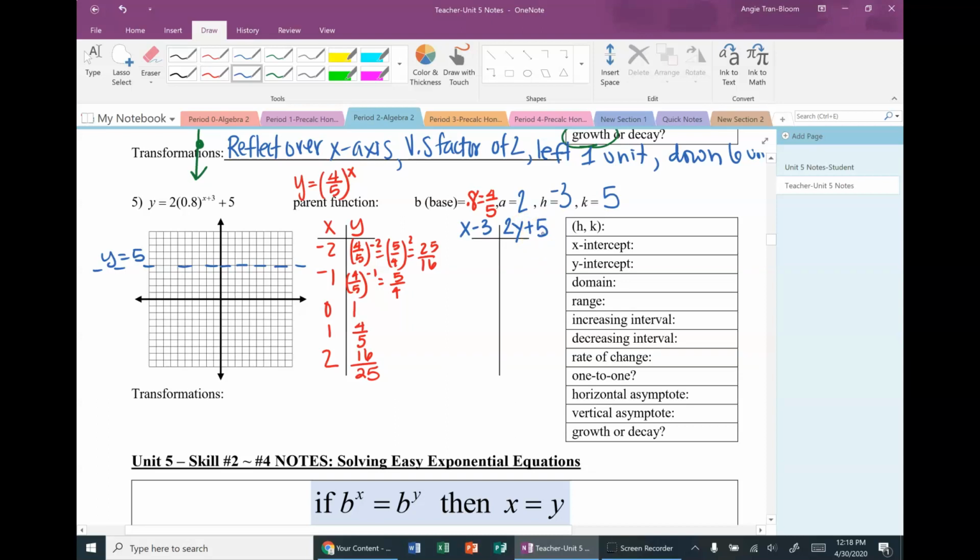Negative 2 minus 3 is going to be negative 5. Negative 1 minus 3 is going to be negative 4. 0 minus 3 is negative 3. 1 minus 3 is negative 2, and negative 1. So you got 25 over 16 times 2, okay? That's going to be 50 over 16. So 50 over 16 plus 5.